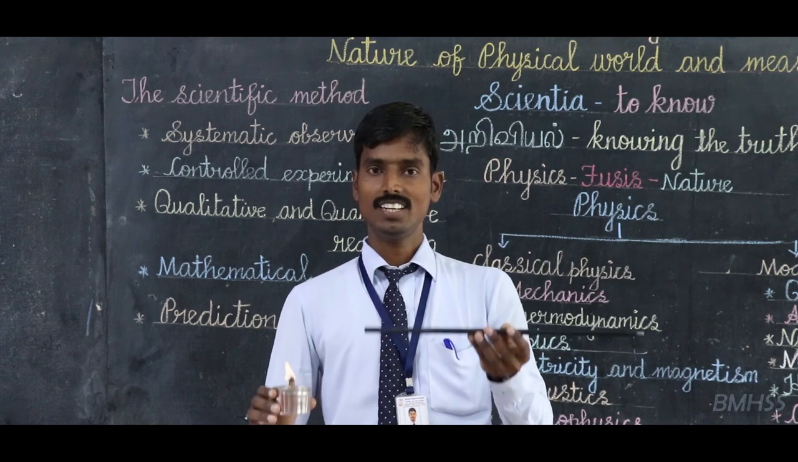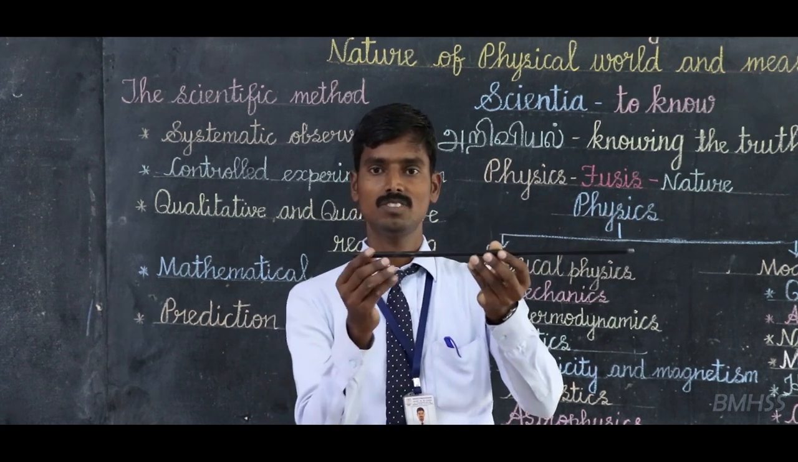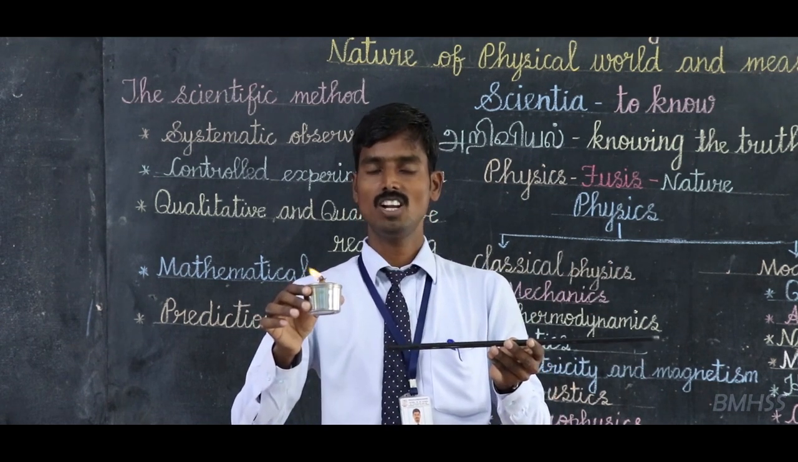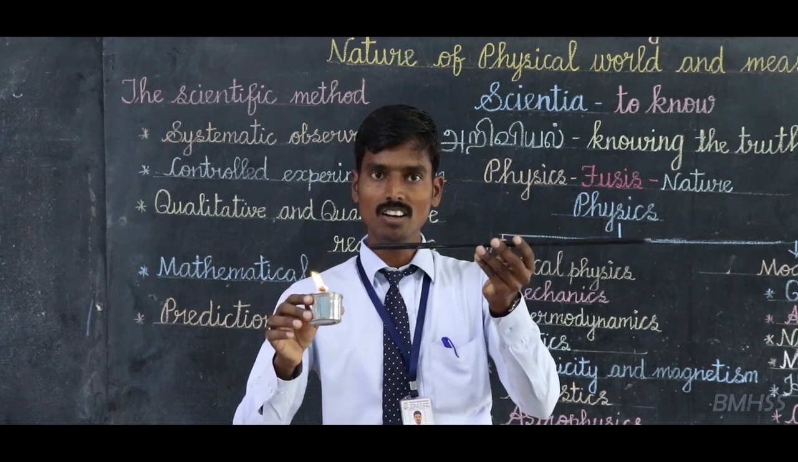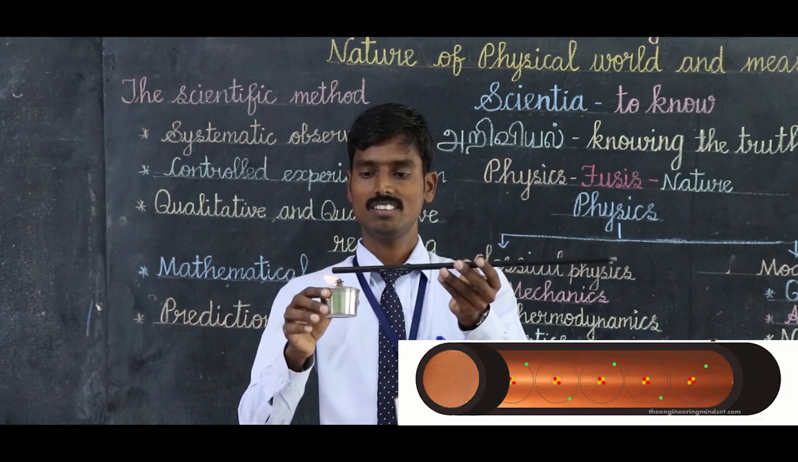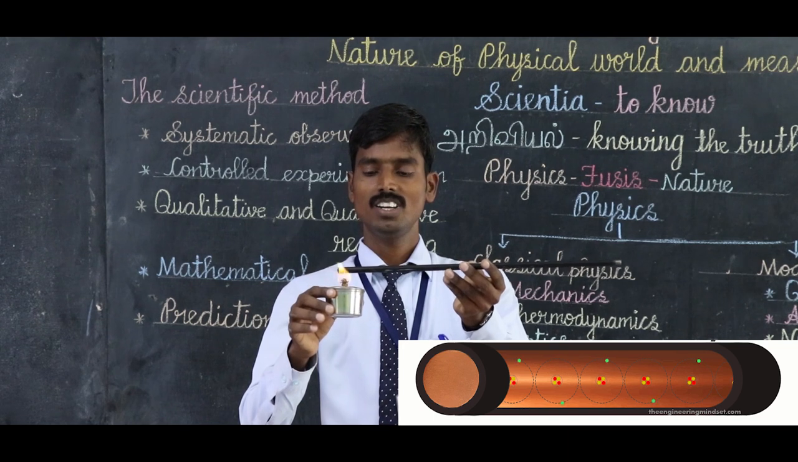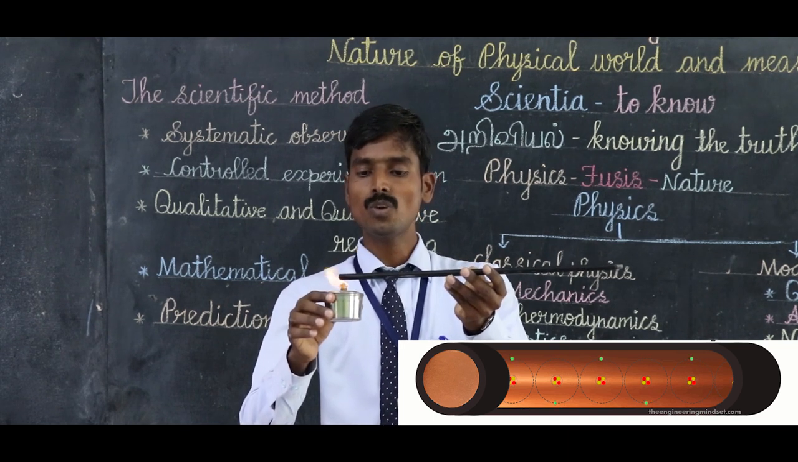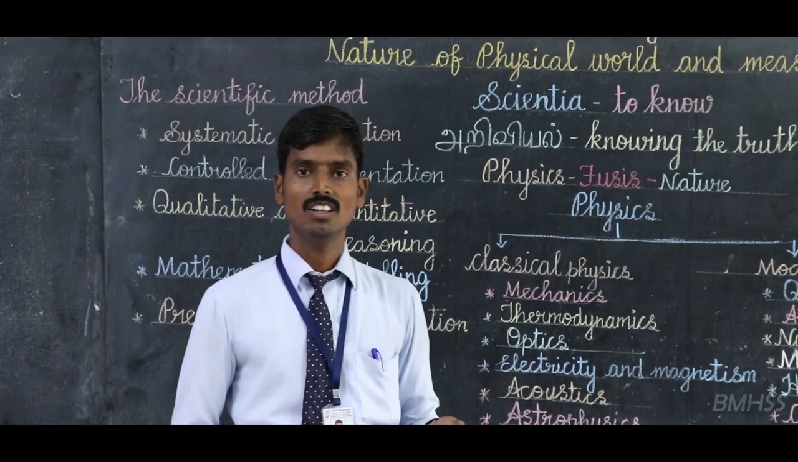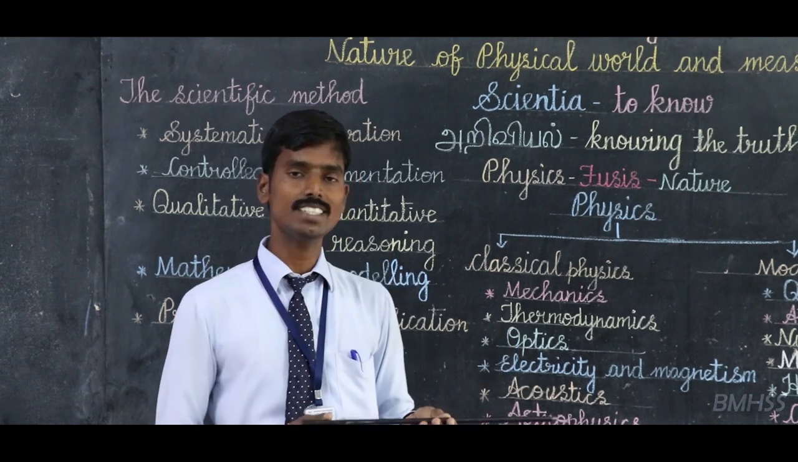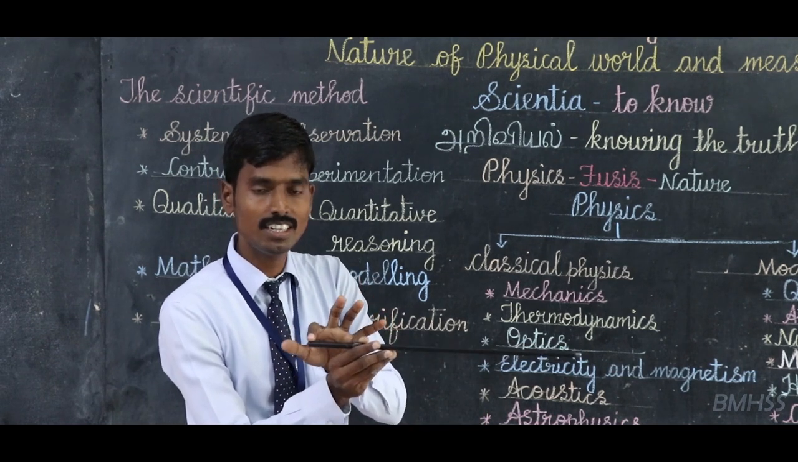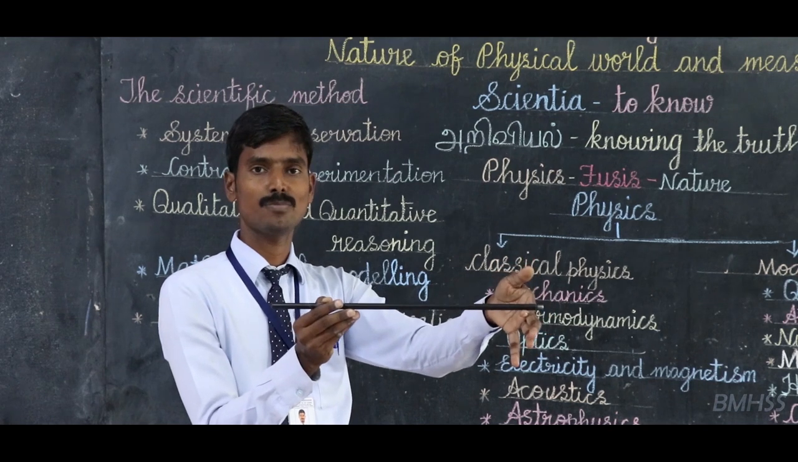Example: let us consider one conductor, a metallic rod, with a source of heat. One end of the rod is heated. Now heat transfers from one end to the other end. My dear students, in this observation the following questions can be asked. One end is heated, so the heat energy transfers from one point to another point.